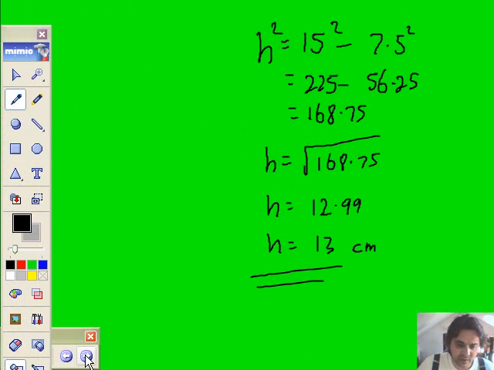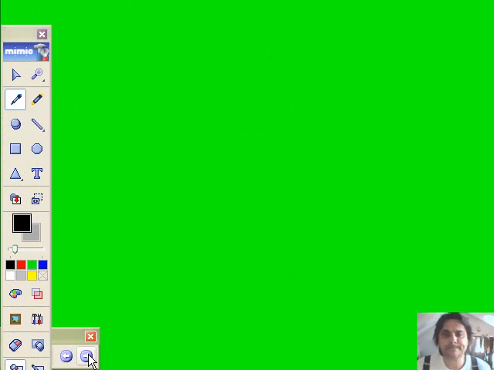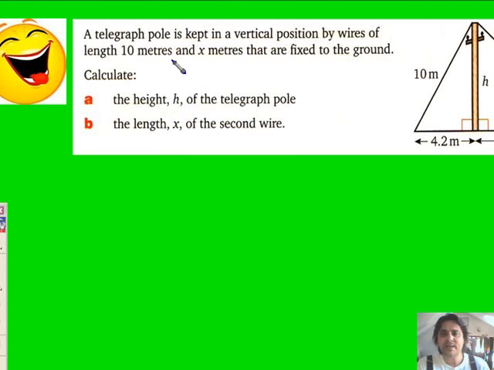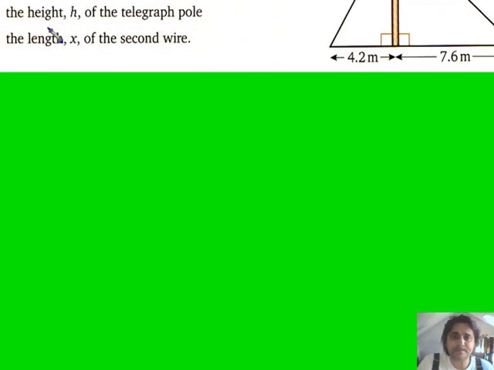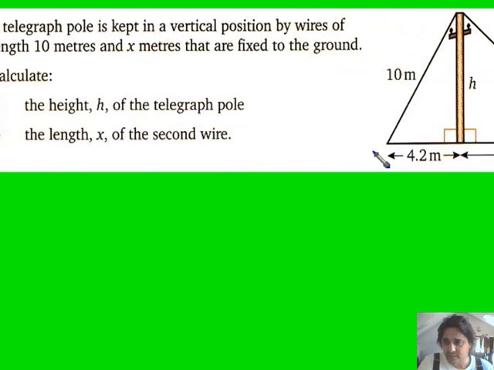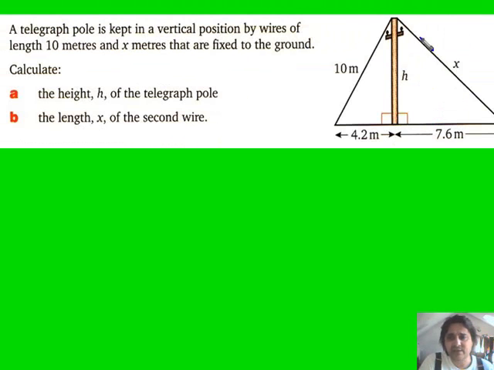Now, turning over for the last question, and there it is. It's quite nice. It says a telegraph pole is kept in a vertical position by wires of length 10 metres. So that one's 10 metres, and this one is X metres. Oh, great. That are fixed to the ground. If they weren't, it would just ping off, wouldn't it? Calculate the height H of the telegraph pole, that one, and the length X of the second wire. Well, A comes before B. Let's take the hint. Let's work out the H.